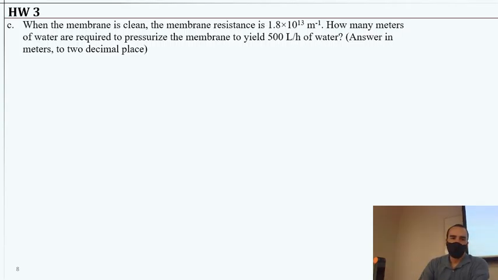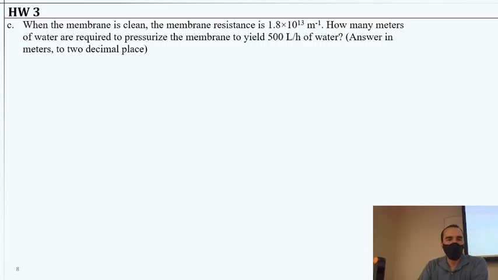All right, then. Part C asks, when the membrane is clean, we have some resistance. That's 1.8 times 10 to the 13th per meter. Like I warned you in class, that's a very big seeming number, but again, our membrane is much thinner than 1 full meter, right? So for whatever it means physically, 1 meter is definitely more length than we really need to consider practically.